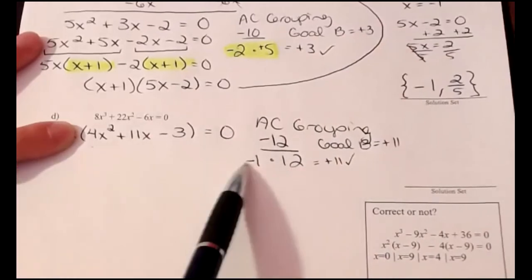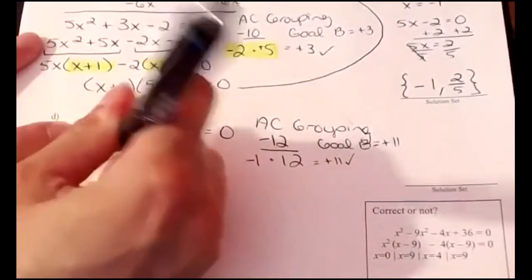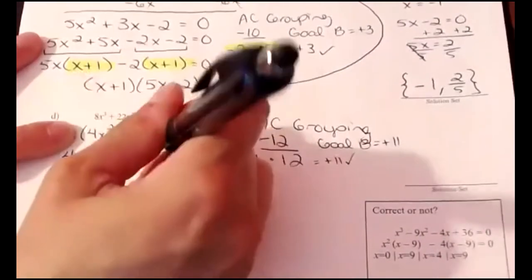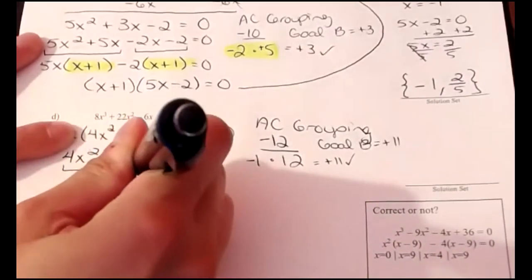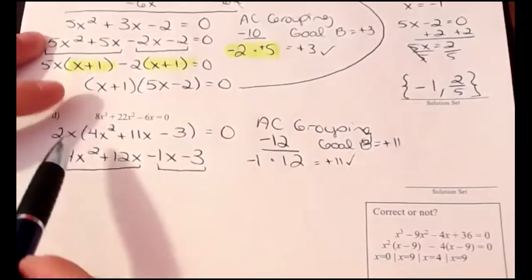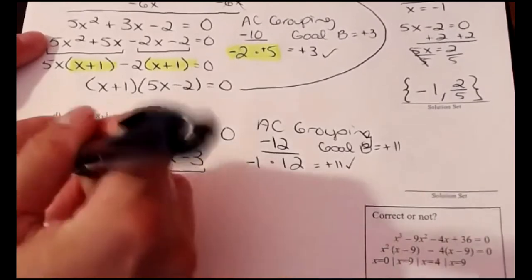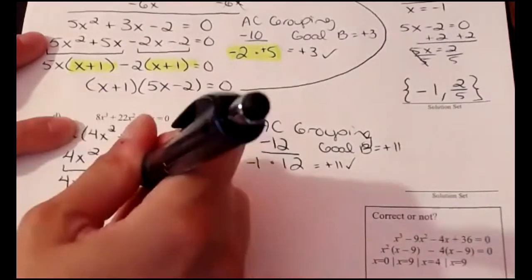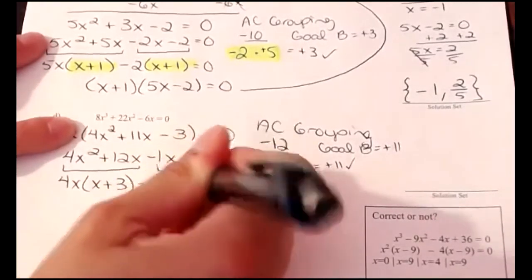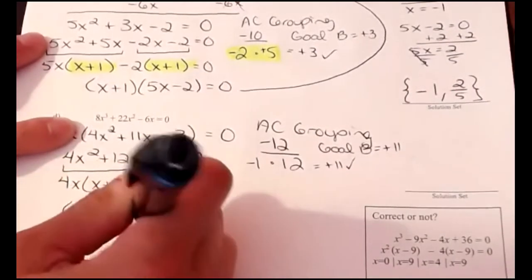We're going to use these two factors to replace our 11x. So we have 4x squared plus 12x minus 1x minus 3. I'm going to go ahead and group these. You're probably noticing that I'm not bringing down the 2x and I'm not bringing down the equals. I will, I promise. I just want to actually factor by using AC grouping. So out of the first two terms, I'm going to take out a 4x. That leaves me with x plus 3. Out of the last two terms, I'm going to factor out a -1. That leaves me again with x plus 3. So my final factored answer is x plus 3 times 4x minus 1.